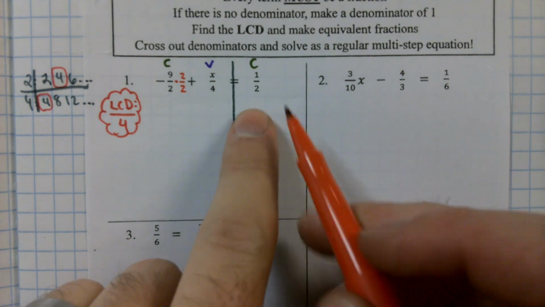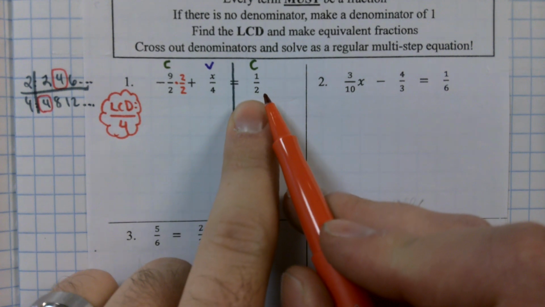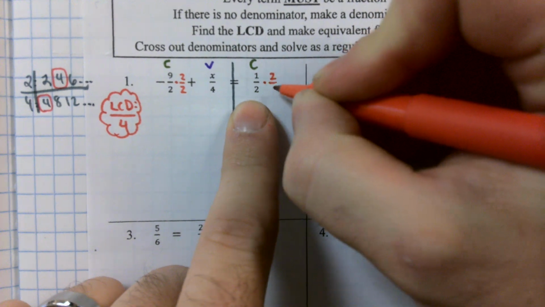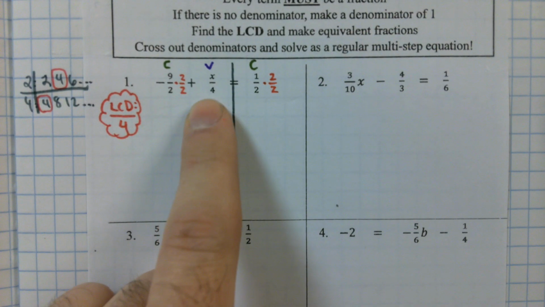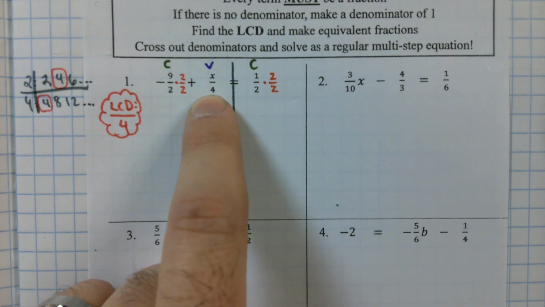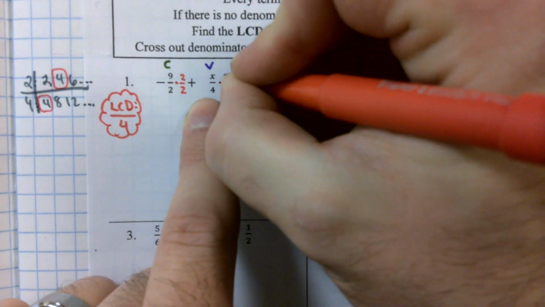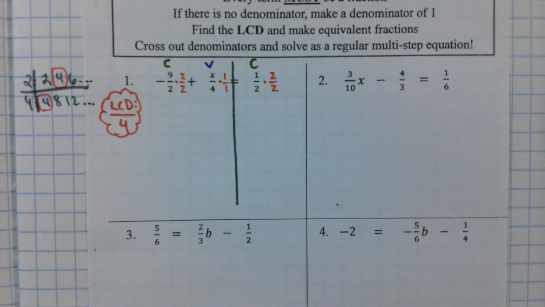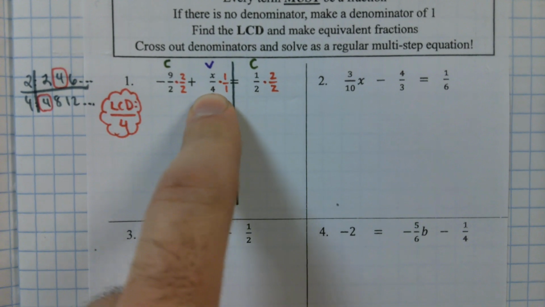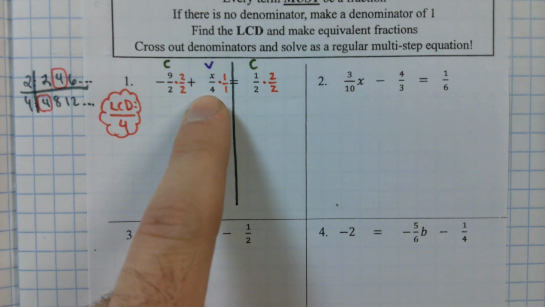What about my term over here, 1 over 2? What can I multiply 2 by to give me 4? 2 again. So this one's also going to get a 2 over 2. Here in the middle, we don't need to write anything, but I'm going to write 1 over 1, because I don't want this guy to feel left out. I want him to feel included, so I'm going to include him with a 1 over 1.